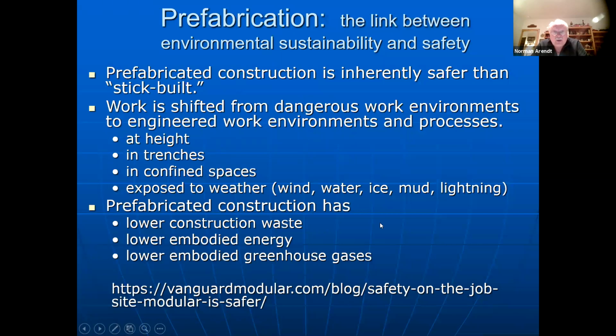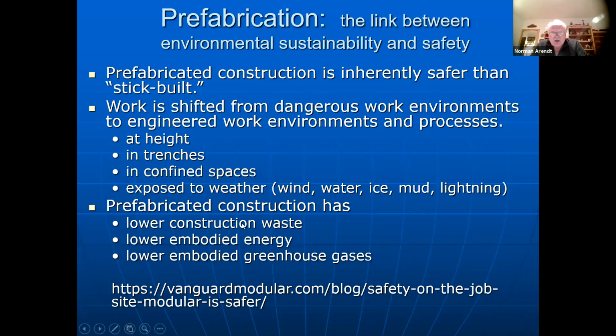Prefabrication, which is the link between environmental sustainability and safety. Prefabricated construction is safer than stick built. We all know that. Work is shifted from dangerous work environments down to the ground, and we're no longer working at heights. You're not in trenches. Everything's built on the ground. And if you can eliminate confined spaces and exposure to weather, that's even better.